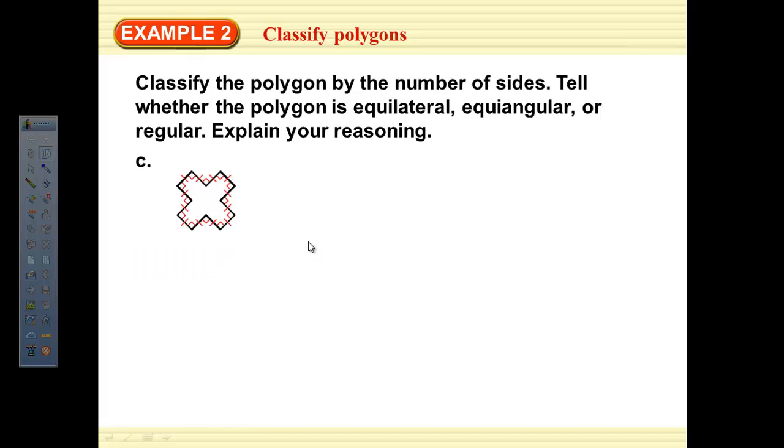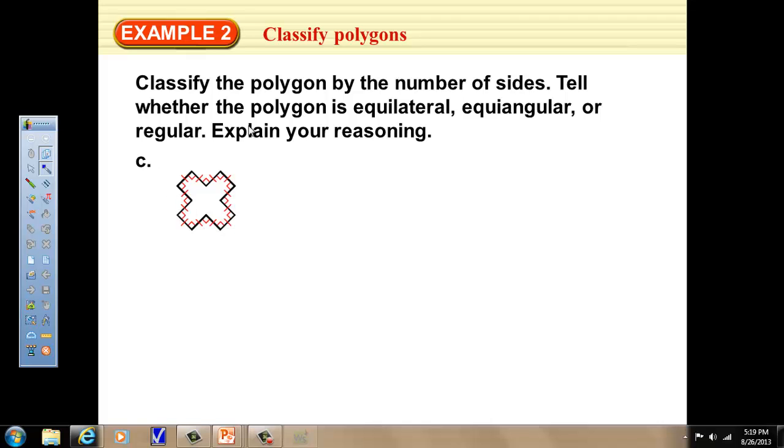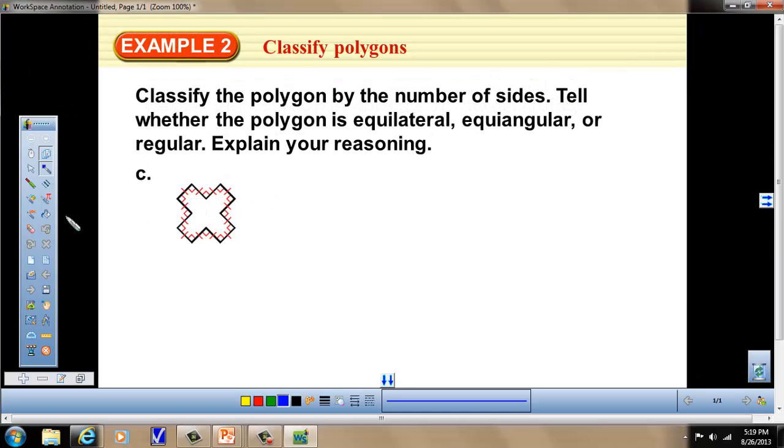This next example, we've got how many sides here? 1, 2, 3, 4, 5, 6, 7, 8, 9, 10, 11, 12. Since it has 12 sides, it's a dodecagon. If we look, all of the sides are marked with tick marks, and they have the same number of tick marks, so it is equilateral.